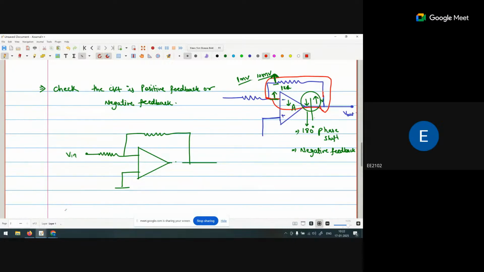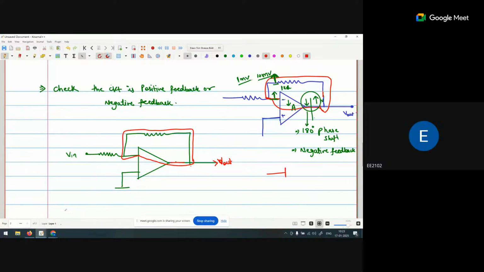Identify which is the loop. If you see, this particularly is a loop. When the signal goes from this one, it will go through this one and it will come back again. So this is the output signal, V out.